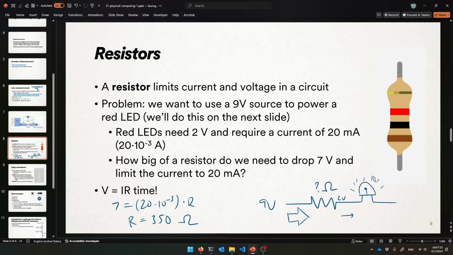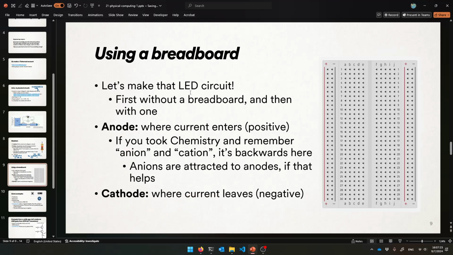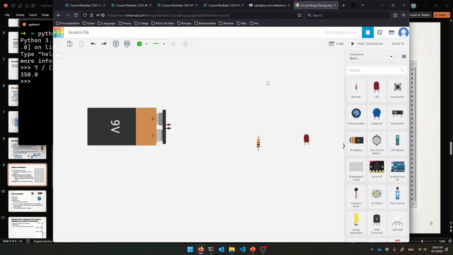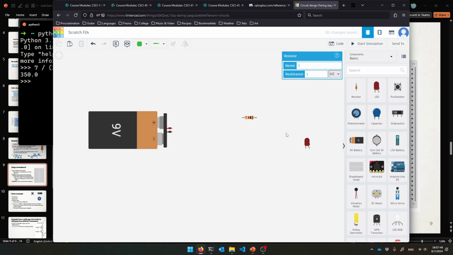And let's make this circuit now. We're going to eventually use this cool thing called a breadboard, if you haven't seen that yet. We're going to make that LED circuit first without the breadboard and then with one. If you drag everything out into your Tinkercad and rotate them as you might want to, you'll see that there's a positive and a negative end of your battery. There are just 2 pieces to a resistor, and the resistor can be flipped around, since orientation doesn't matter.